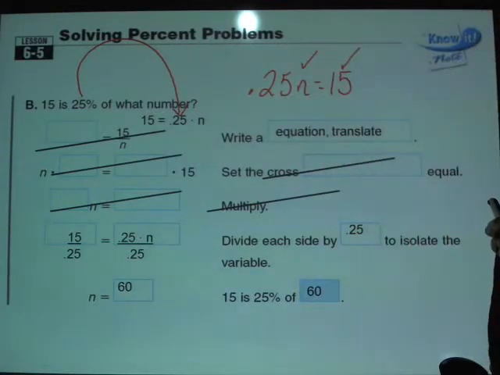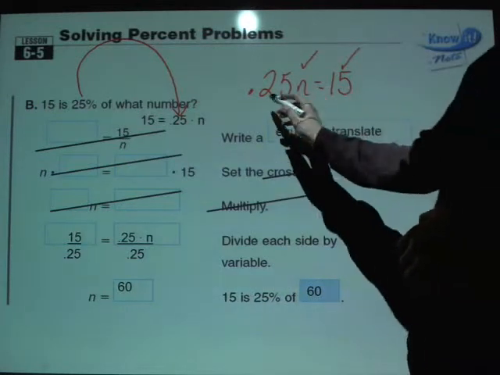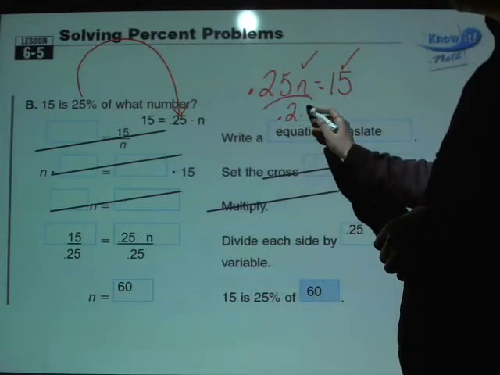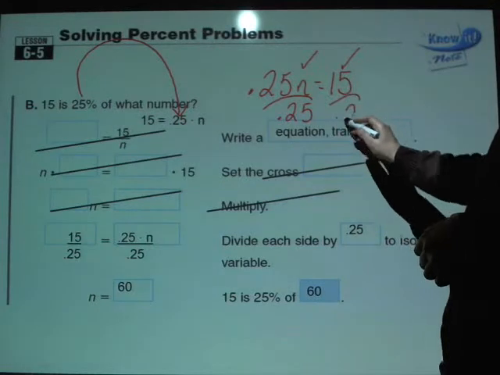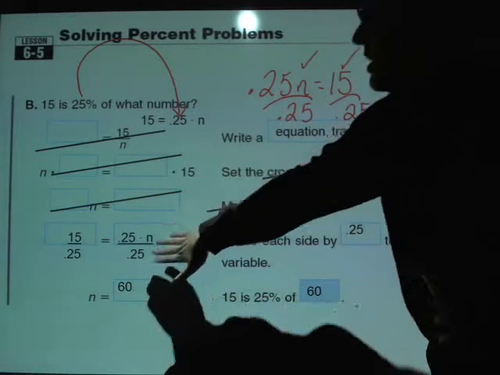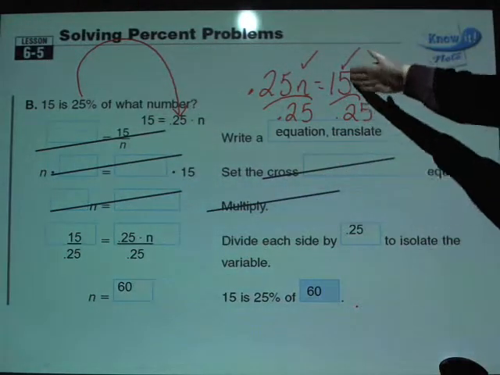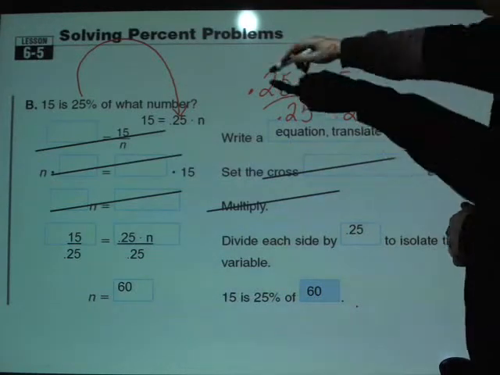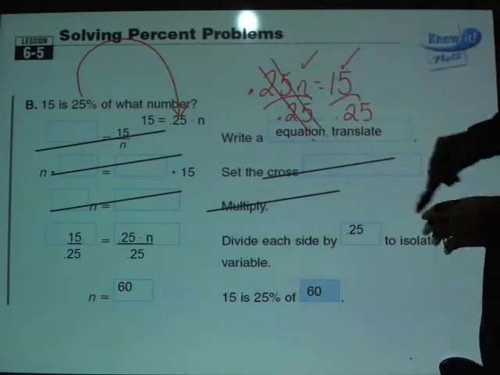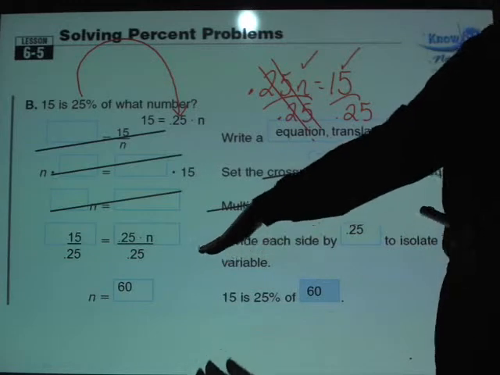That's the one thing we didn't check off. How do I move it to the opposite side? Well, I do the opposite. So I'm going to go ahead and divide by 0.25 all the way across, which is exactly what you can see they did down here. All right, when we do the 15 divided by 0.25, that's going to help me figure out what n is, which is my answer. 15 divided by 0.25 is 60.